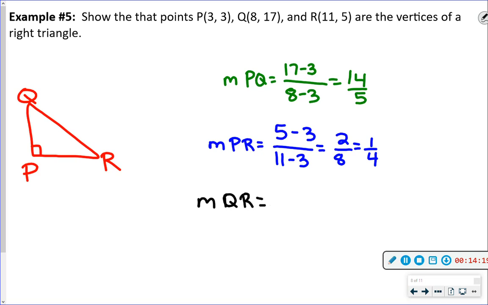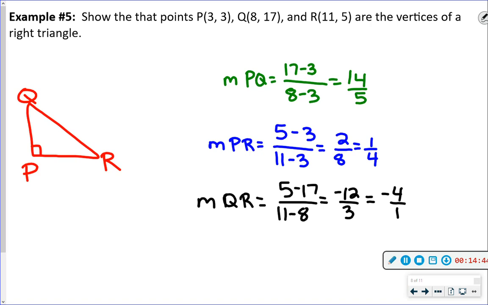QR. Okay, so Q and R. 5 minus 17. And then 11 minus 8. All right, 5 minus 17, 11 minus 8. Oh, now I know. Now do I have some perpendicular slopes up there? I sure do. Okay, so I chose kind of unlucky.